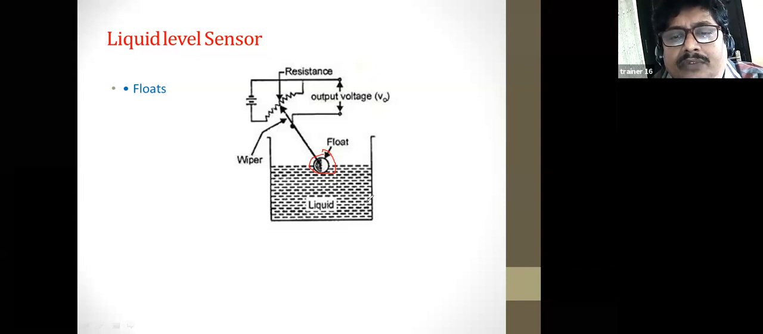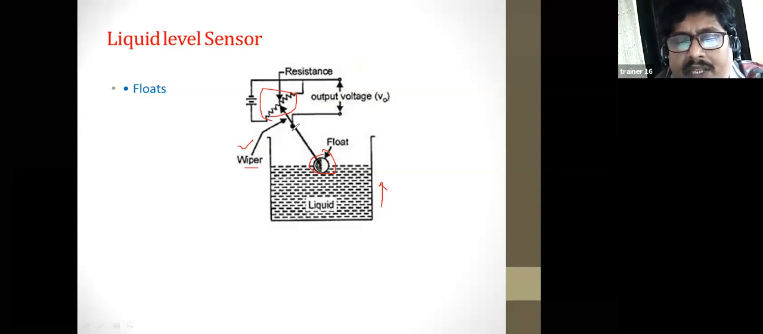When the liquid level rises, the bob or float also rises. This bob is connected with a slider or a wiper, with some arrangement. The slider is moving on the, what is this? Can anybody tell what this is? Already we discussed it in the previous class. That is nothing but a potentiometer.